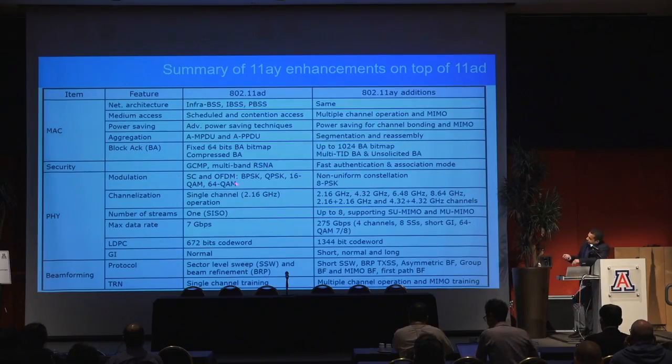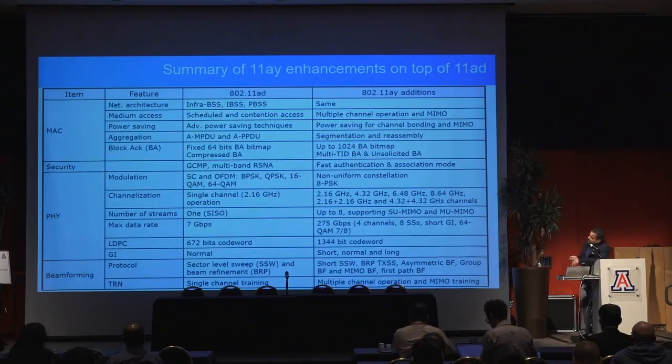In terms of the physical layer, like 11AD, we still keep the single carrier as the main modulation. There have been some additions in terms of non-uniform constellations and also 8 PSK. These are for applications where you have limitations in terms of PAPR, for things like backhaul, where you want to send more power and make sure that the PA can handle that. Some modulations are better than others, so 8 PSK was one of those.